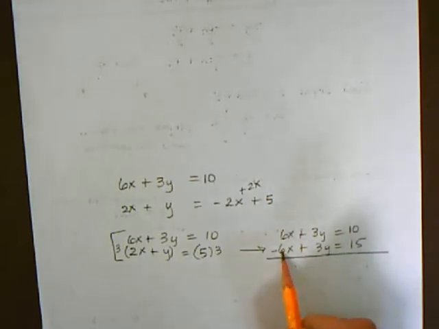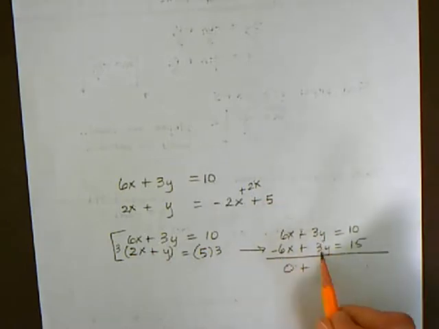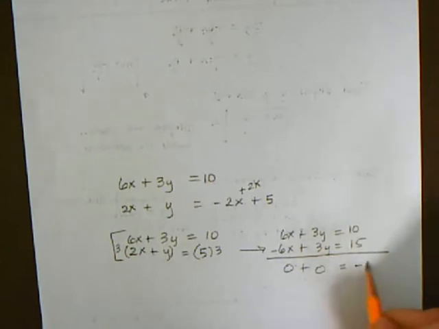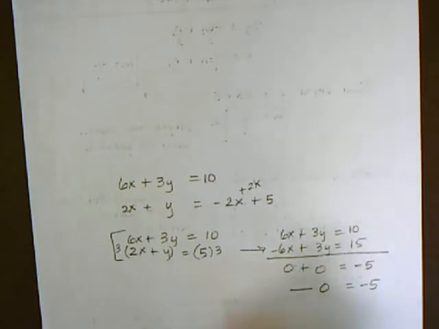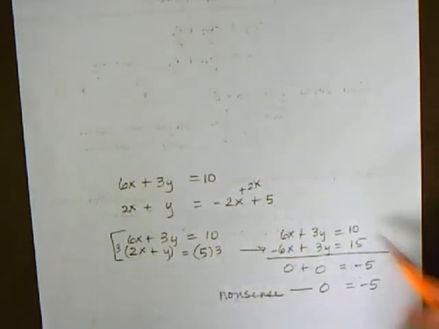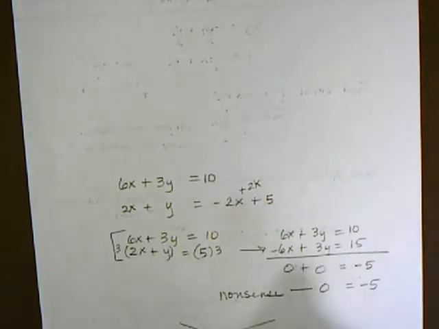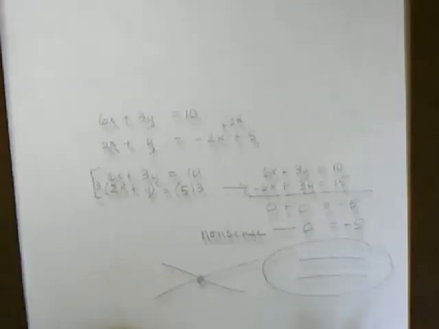6x minus 6x, that's 0. And here I have 3y minus 3y, that's 0. And 10 minus 15 is negative 5. So I get 0 equals negative 5, which is nuts. This is nonsense. When you get nonsense for an answer when you're solving simultaneous equations, you know that the lines do not intersect. They're parallel. So this is the key here.